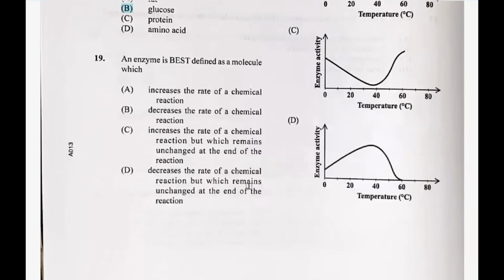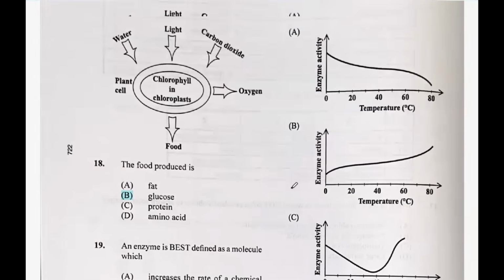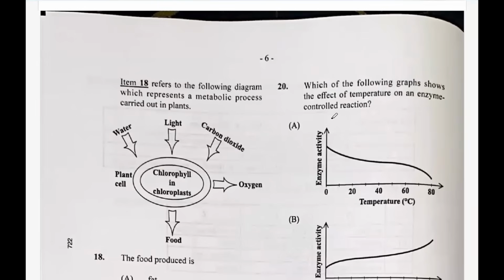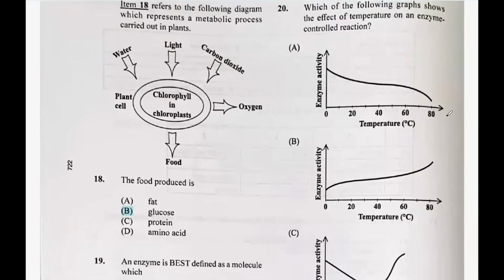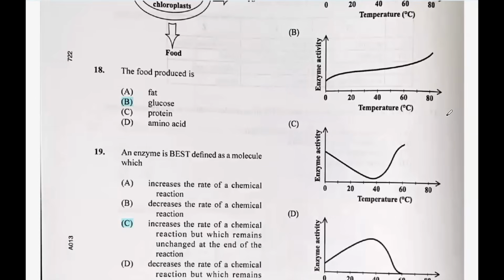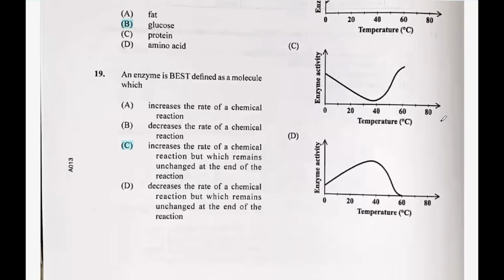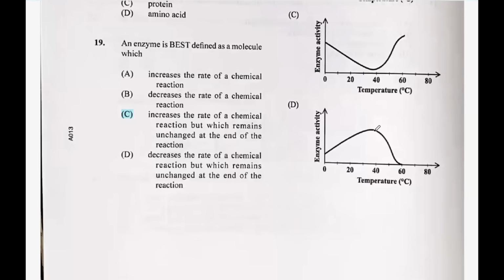Question 19. An enzyme is best defined as a molecule which increases the rate of the chemical reaction but remains unchanged at the end of the reaction. C. Question 20. Which of the following graphs show the effect of temperature on an enzyme-controlled reaction? This is a familiar question, so we are looking for the graph that increases as temperature increases up to about 40 degrees Celsius and then decreases because of denaturation. So we come up with D as our answer.